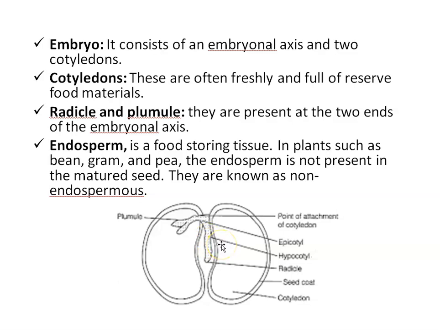Then endosperm. It's a food storing tissue. And the endosperm is not present in the matured seed in some cases, for example, in beans and grams. Now, these seeds are known as non-endospermous.